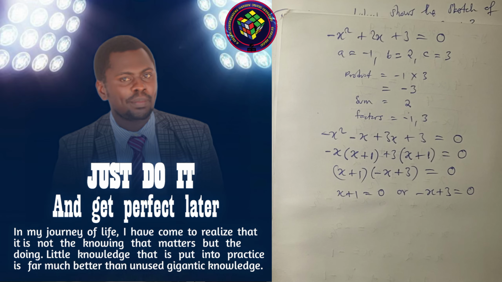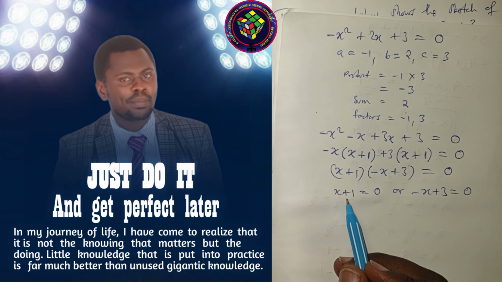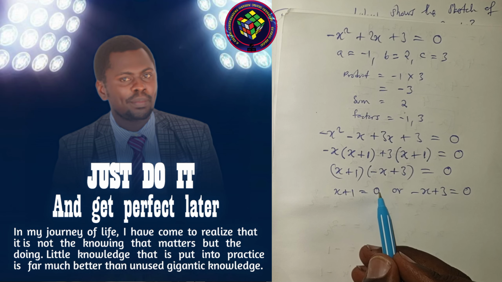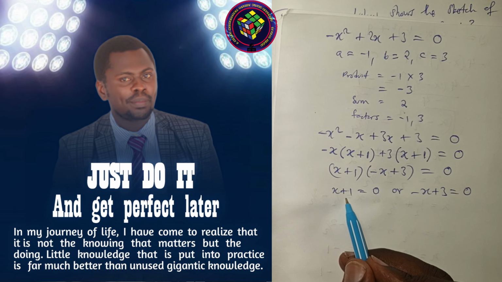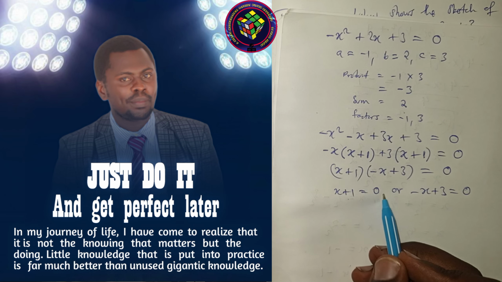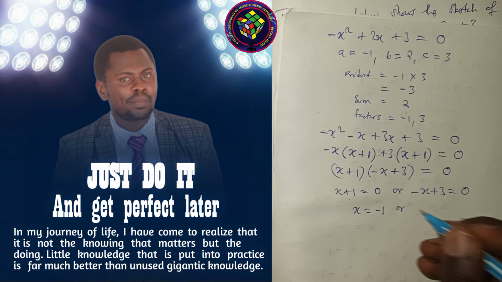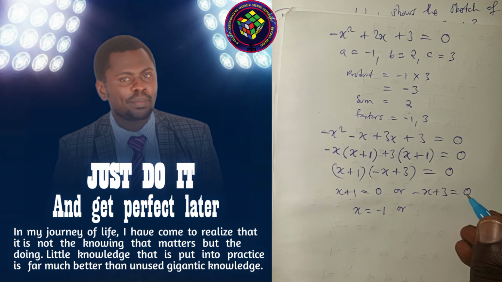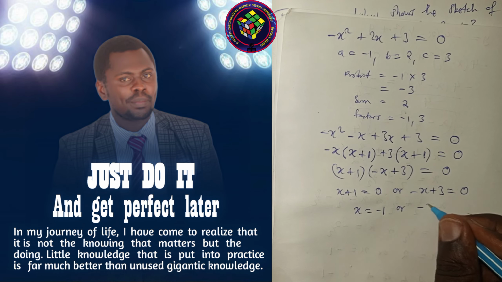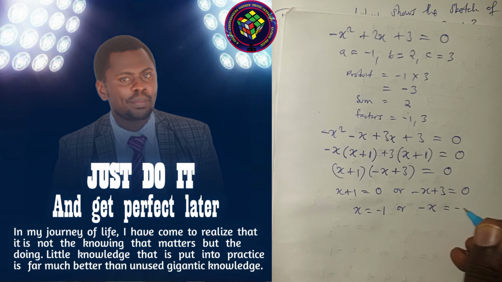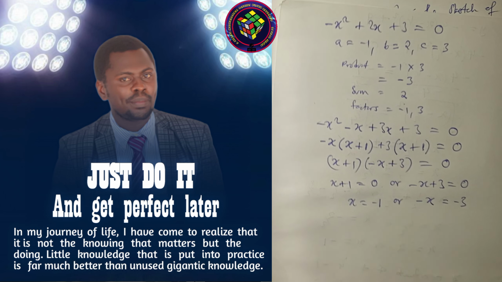Okay, then we solve for x. Here, to remain with x, the plus 1 will go this side. Here it is plus 1, this side it will be minus 1. So x is equal to minus 1, or here plus 3 will go this side. It is plus 3, this side it will be a minus 3. So we are going to have a minus x equal to minus 3.